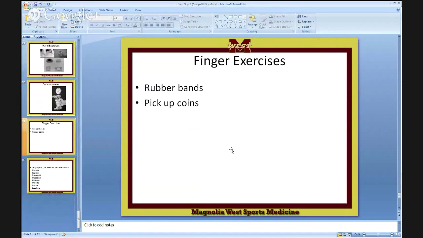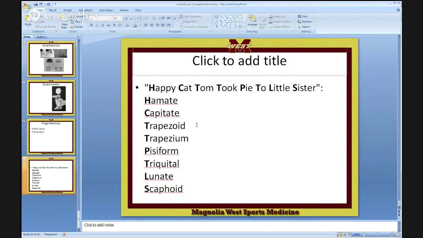Now you're really going to hate me because this has not been in your notes, and I will include it. And this is why, if you need an extra day, that's fine. That is, name the 8 bones of the wrist. Well, Happy Cat Tom took pie to little sister. You remember that you'll see that there are caps on all of the words there.